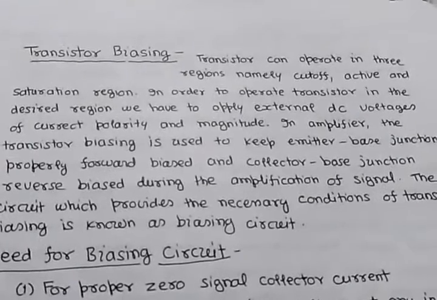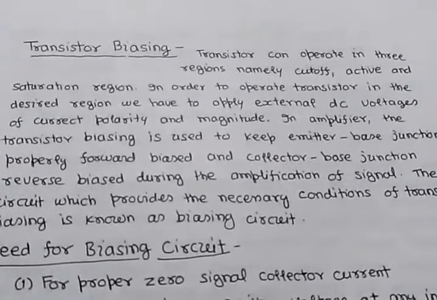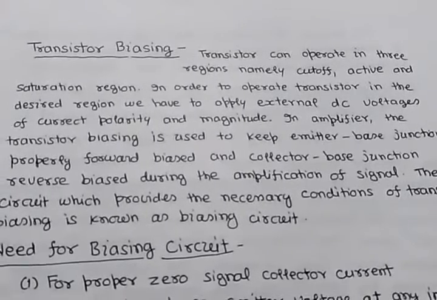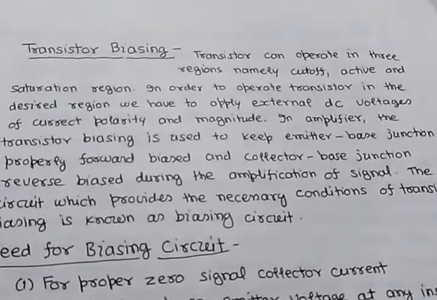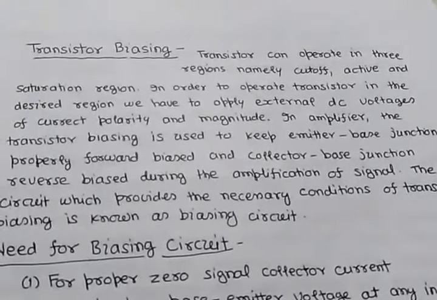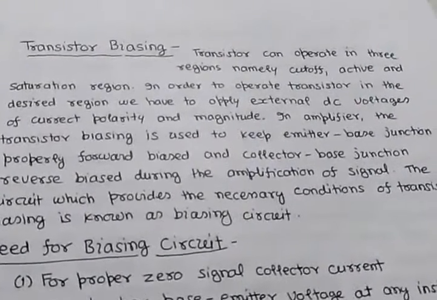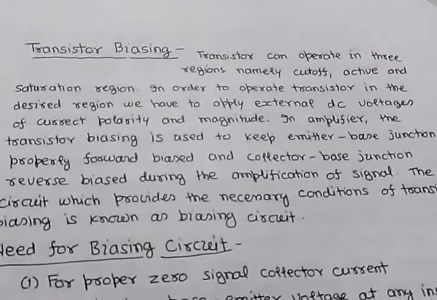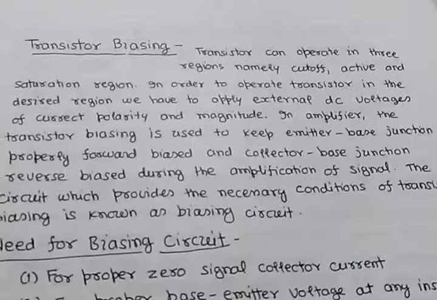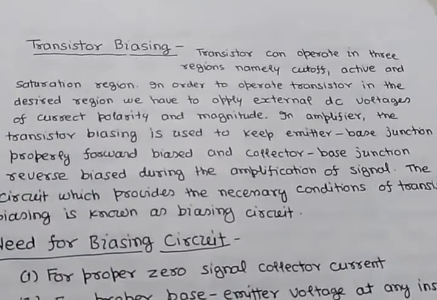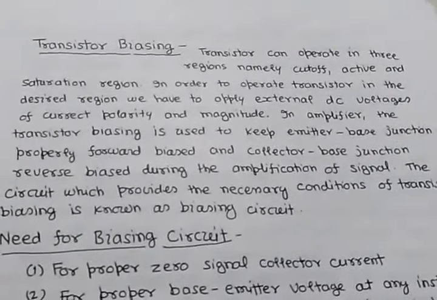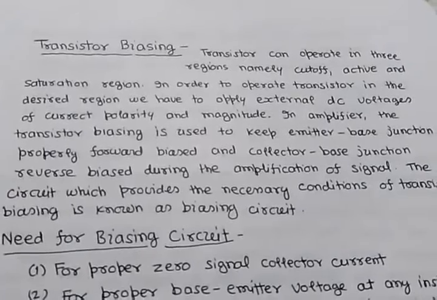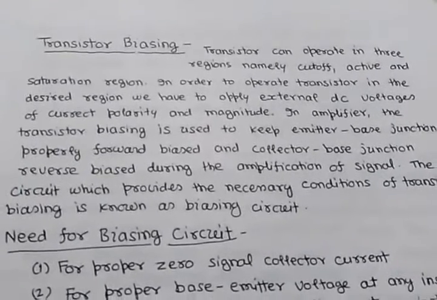A transistor can work in three regions: active region, cutoff region and saturation region. To work the transistor in the active region, emitter base junction should be forward biased and collector base junction should be reverse biased. To work in the cutoff region, both junctions should be reverse biased, and to work in the saturation region, both the emitter base and collector base junctions should be forward biased.